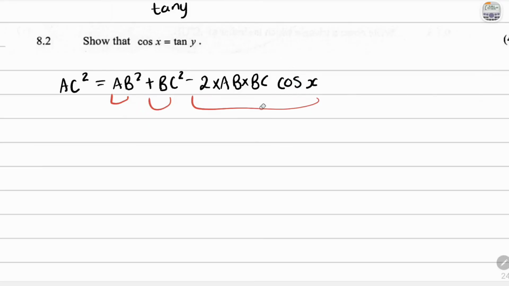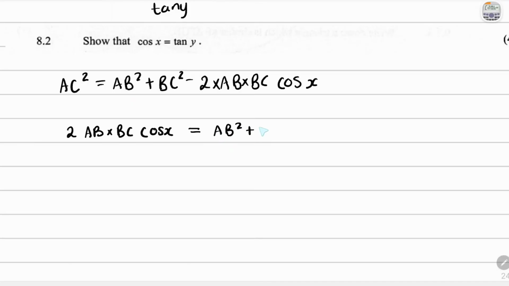Where we can see the cos x. So how about we just take that over? So we're taking all of this over. So you have 2 times AB times BC cos x is equal to. So this is gone from the right hand side. All that is left are these two. So we have still AB squared plus BC squared, and then the AC can come over, minus AC squared.